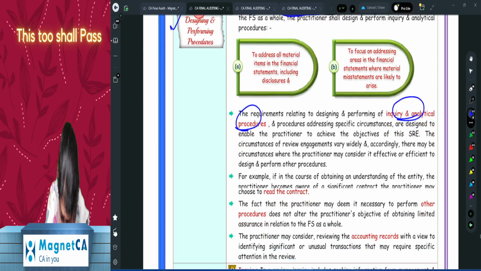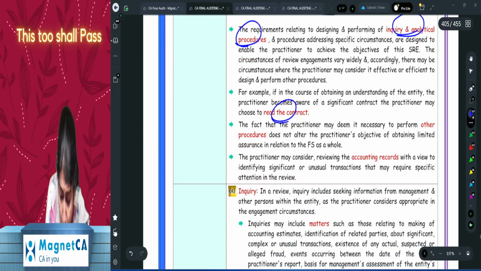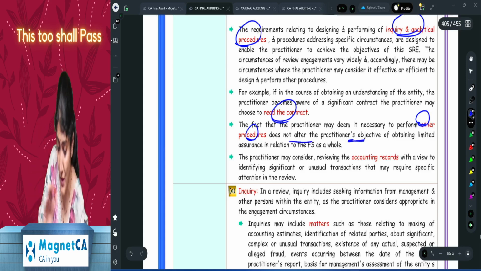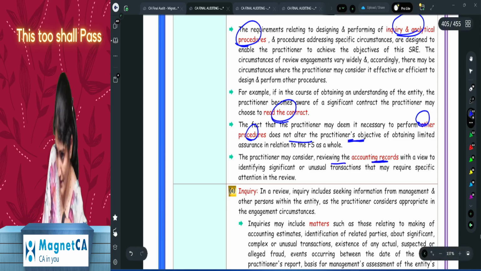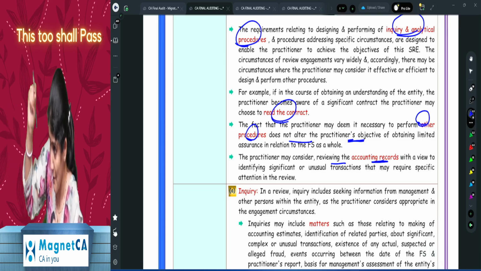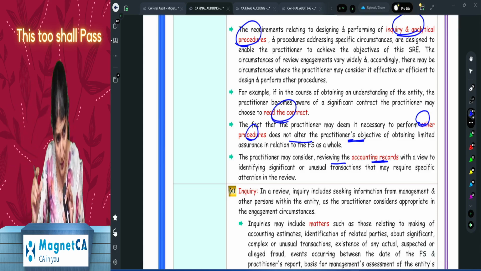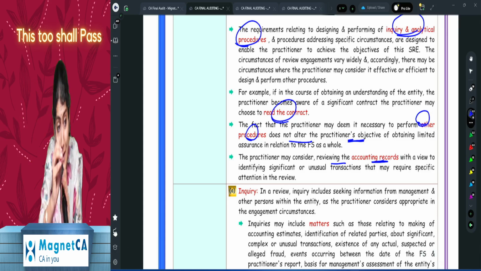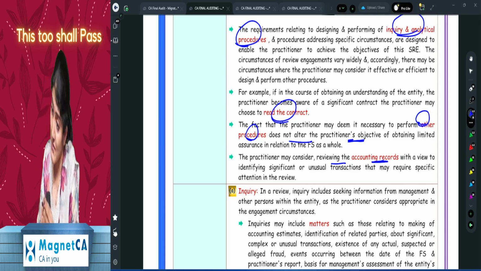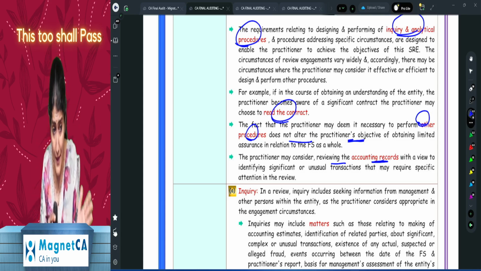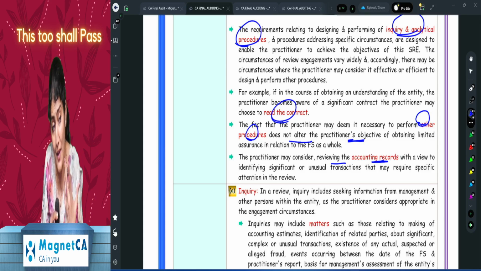But sometimes can it so happen that you happen to read a contract? But if you perform these other procedures, does that alter your objective of limited assurance? No. Right? You may also review the accounting records. You understand, no, what I say? Okay, mainly we are supposed to do inquiry analytical, but a little bit I happen to read a contract, I happen to perform some other procedure. Does that change my objective of review engagement? No, that does not alter the objective.